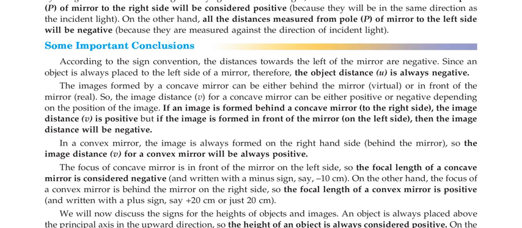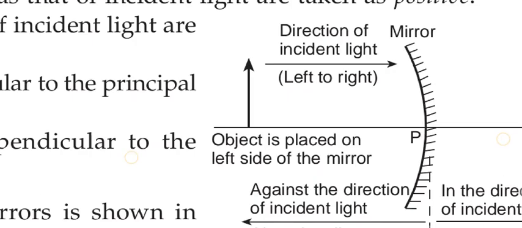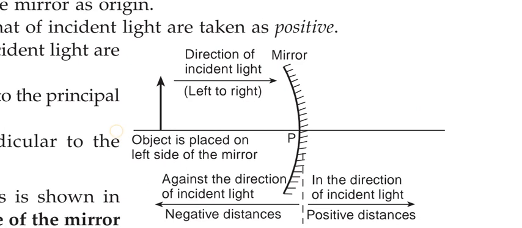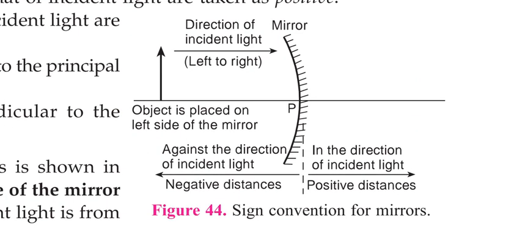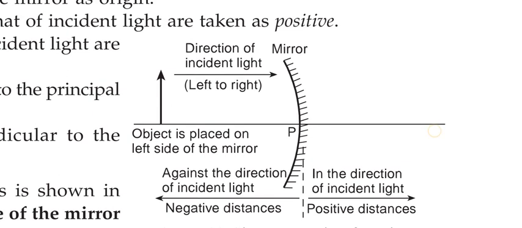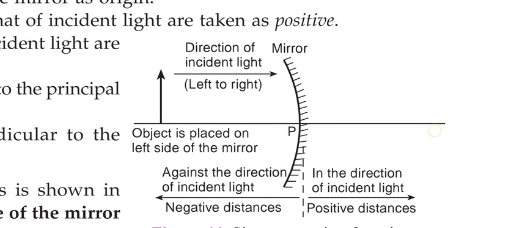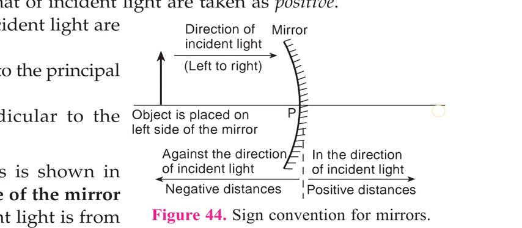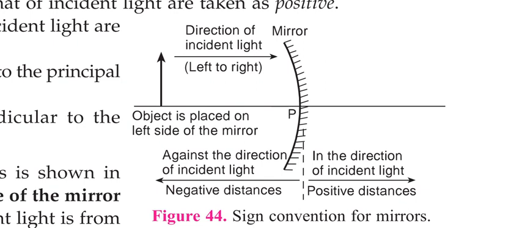I hope you understood these various conventions related to mirrors. Once again, just see this here. This is the pole, the mirror is here, and the object is placed here. The first rule is that the object should always be placed on the left hand side, and all the distances measured towards the left are taken as negative. Therefore, the focal length of a concave mirror is negative, and in the case of a convex mirror, the focus lies on the right hand side, so the focal length is always taken as positive. If the image is formed on the left hand side, then the image distance will be negative. If the image forms on the right hand side, then the image distance will be positive.